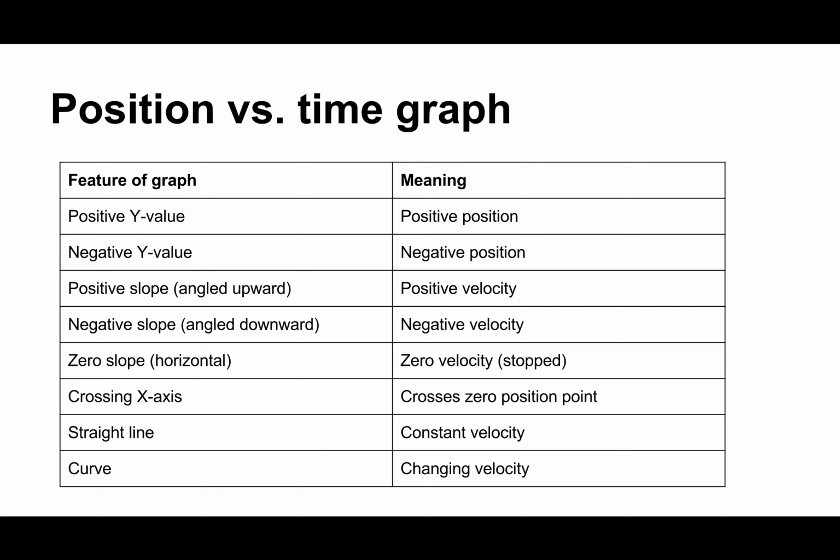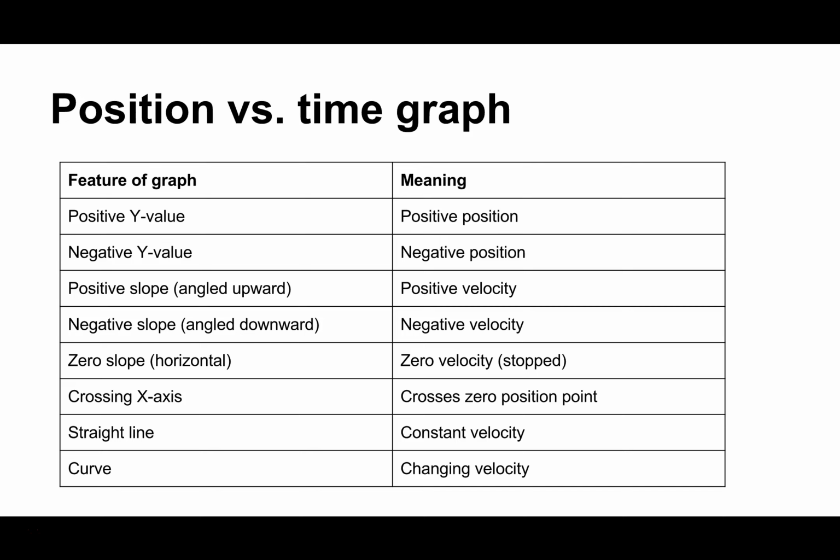So position versus time, on the y-axis we'll have position. So if you have a positive y value, that's a positive position, negative, negative. If we have a slope on this graph, slope represents velocity. So positive slope would be positive velocity, negative slope would be negative velocity. If it's a horizontal line, that's zero slope, that's zero velocity, it's stopped.